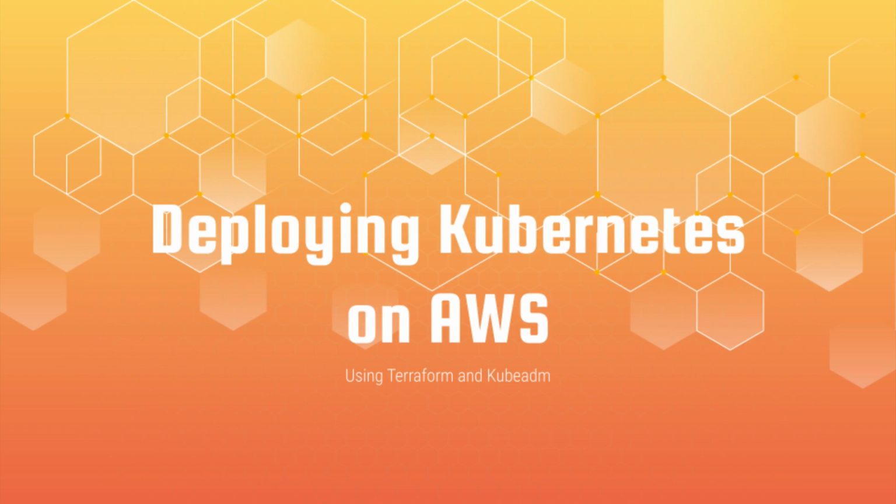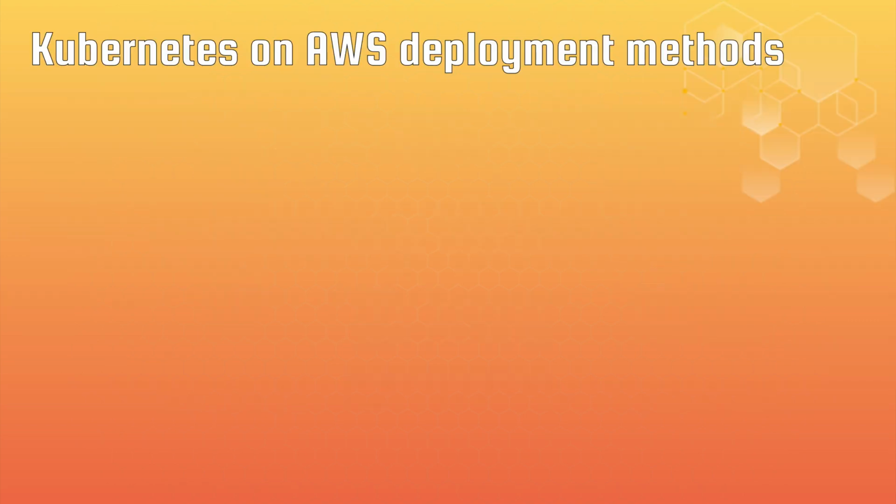Today we are going to learn how we can deploy a Kubernetes cluster on AWS using Kubeadm. There are many ways you can deploy Kubernetes on the Amazon platform, including Kops, Kubespray, AWS EKS, which is a cloud managed offering, and Kubeadm.